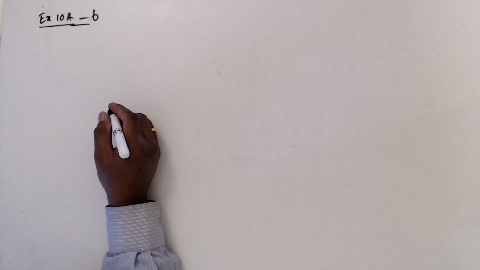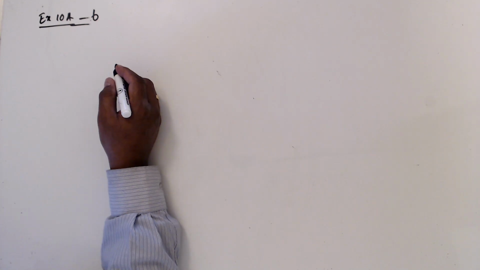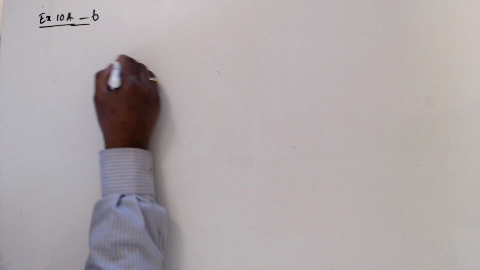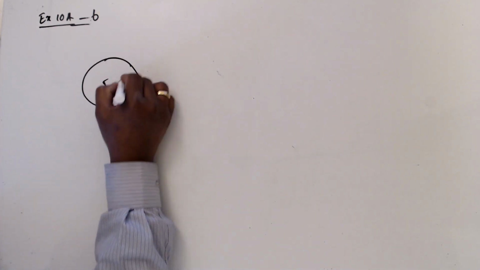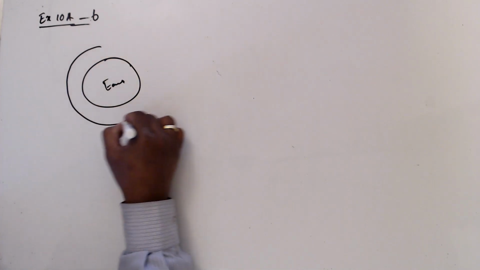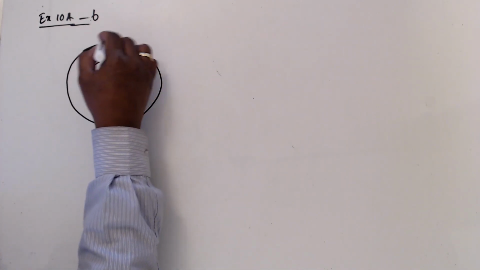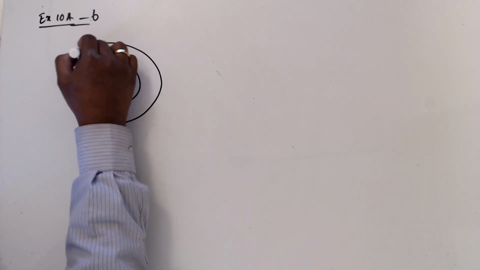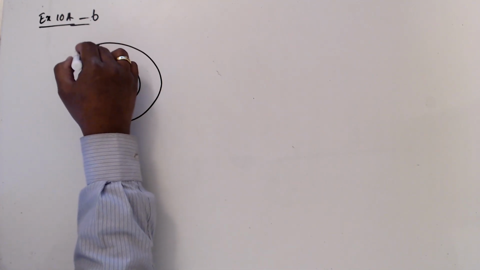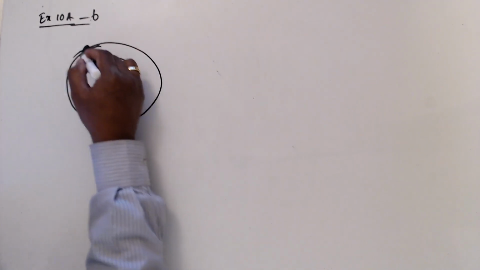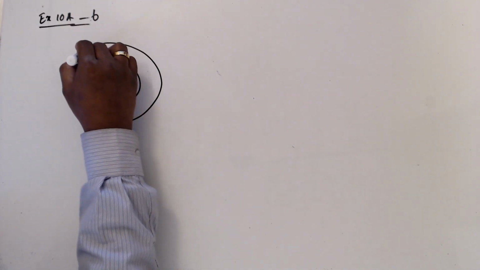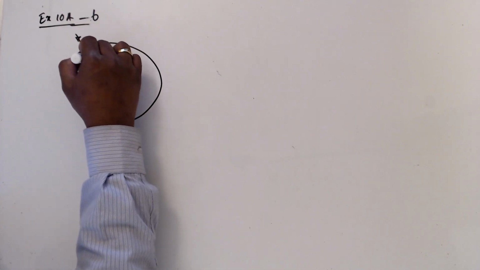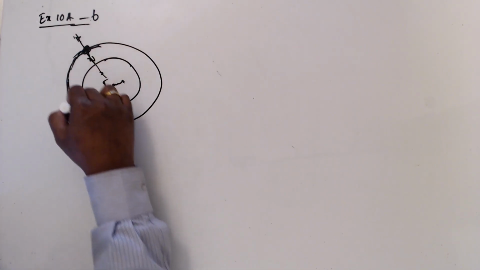Question number 6. A satellite is orbiting the Earth at constant speed. State whether any resultant force is acting on the satellite. Yes, a resultant force is acting on the satellite. This is Earth, and the satellite is rotating. If it is rotating at constant speed, the speed is constant, but the direction is continuously changing. So the gravitational force equals the other force, and that's how it is.